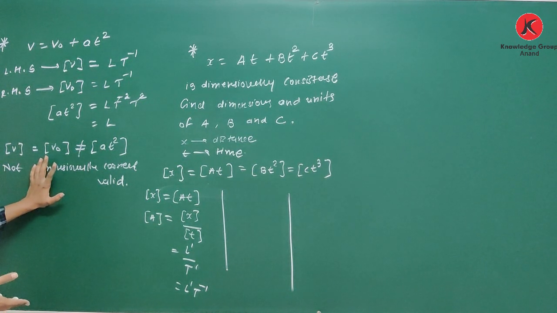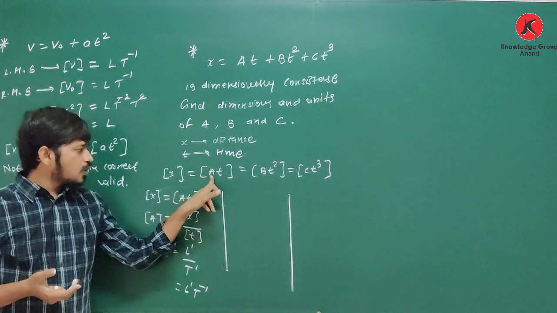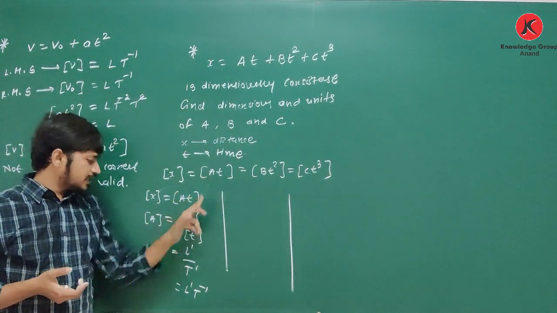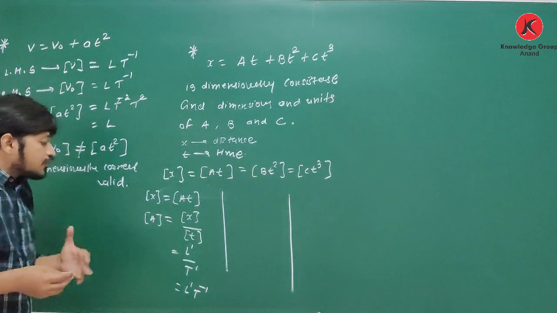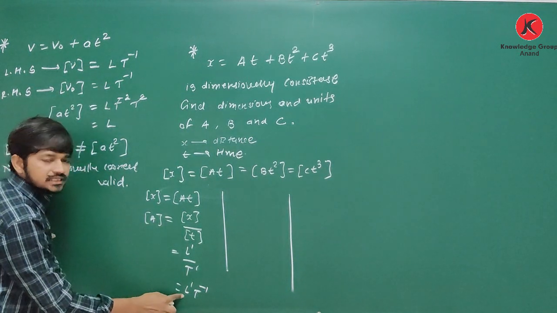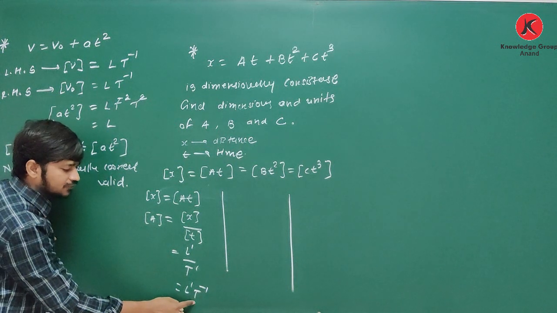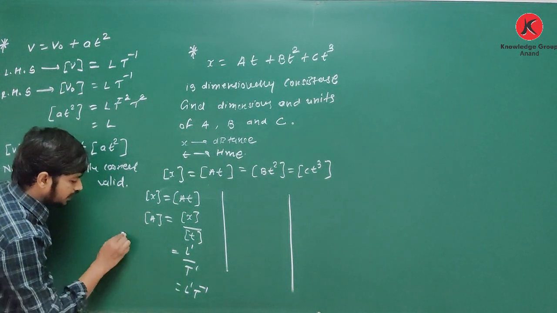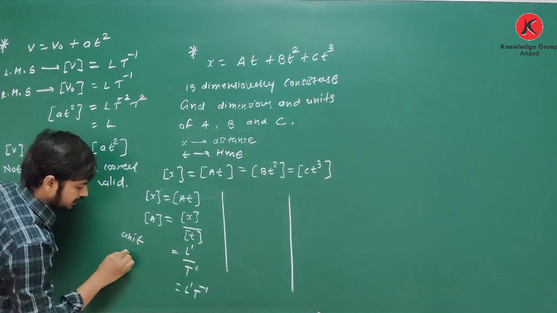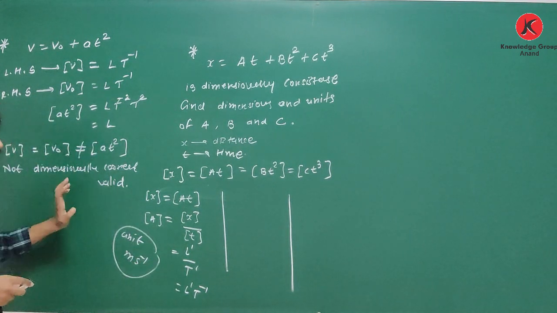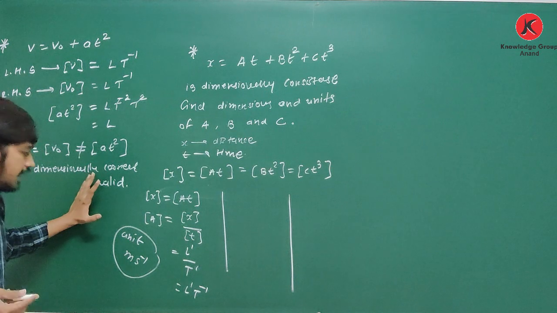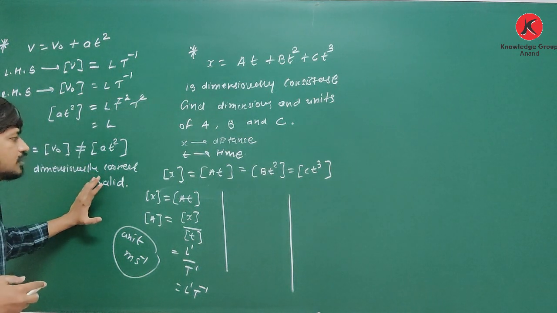You have to find the dimensional formula of A, and that is L1 T minus 1. Now, how to find units? L stands for distance and T stands for time. So its unit is meter per second. Any doubt? Now, how to find the dimensions of B?